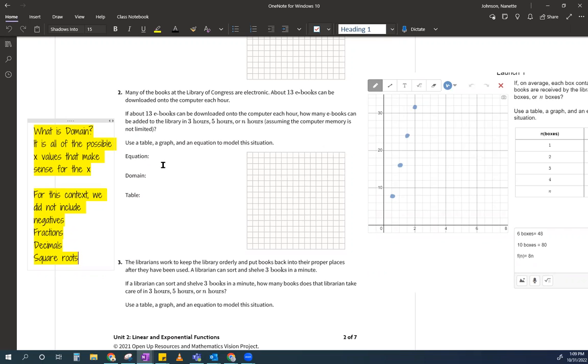Natural numbers. If I brought a 4-year-old in here and I said, hey, can you count for me? And they're like, yeah. And I'd say, okay, count for me. What numbers would they say?